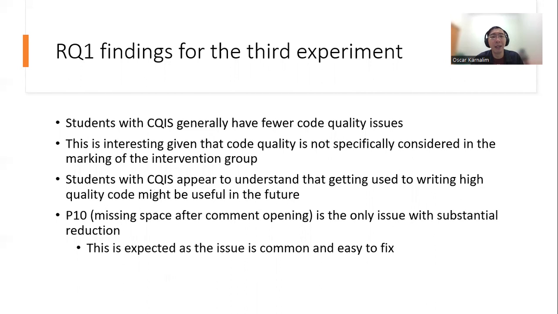Moving to the third experiment. Students with CQIS generally have fewer code quality issues, which is interesting given that code quality is not specifically considered in the marking of the intervention group. Students with CQIS appear to understand that getting used to writing high quality code might be useful in the future.